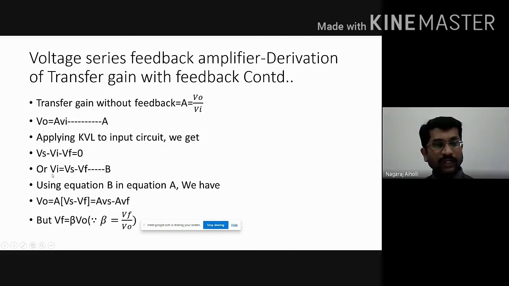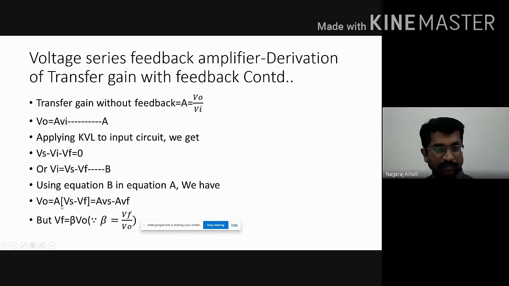Rearrange for Vi, because we have Vi in the gain equation. Vi is equal to Vs minus Vf. Take it as equation B. Now substitute equation B in equation A. We get V0 is equal to A into Vi. What is Vi? Vs minus Vf. That is V0 is equal to A into (Vs minus Vf).